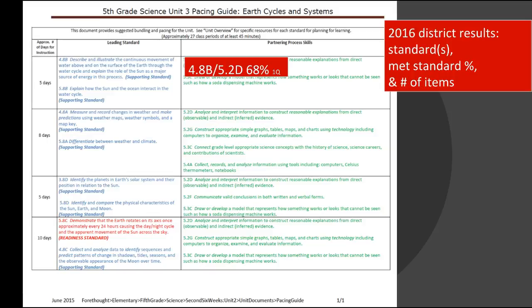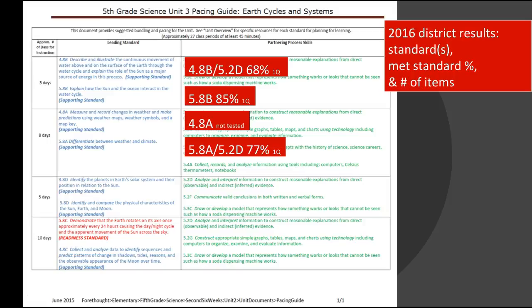Okay, let's move on to 5.8B. So again, there was one question for 5.8B. It was not dual coded, and we scored 85% on that. 4.8A last year was not tested on STAR, so as you may or may not know, some of the supporting standards are tested some years and some years they're not. So this year they skipped over that one.